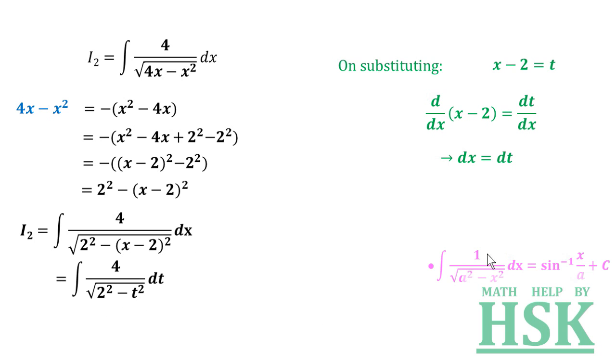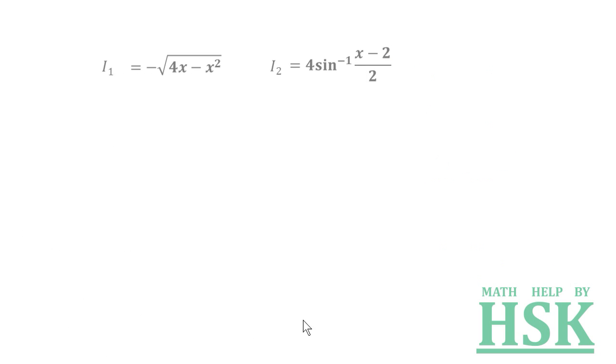I know that integration of 1 upon square root of a square minus x square dx is equal to sine inverse of x upon a. So this can be written as 4 times sine inverse of t upon 2. Placing t as equal to x minus 2, this will be equal to 4 times sine inverse of x minus 2 upon 2.